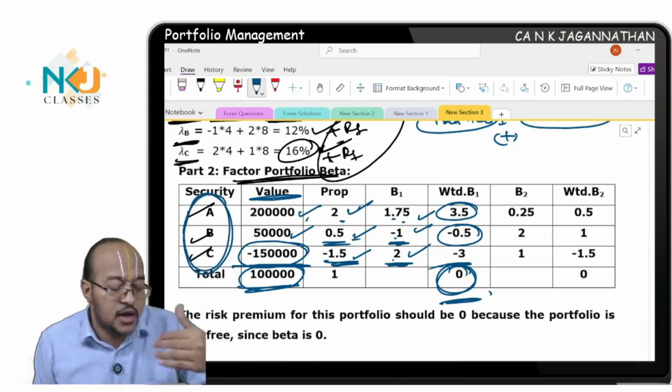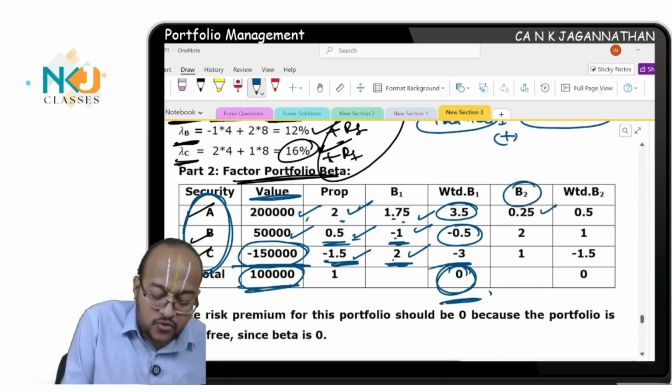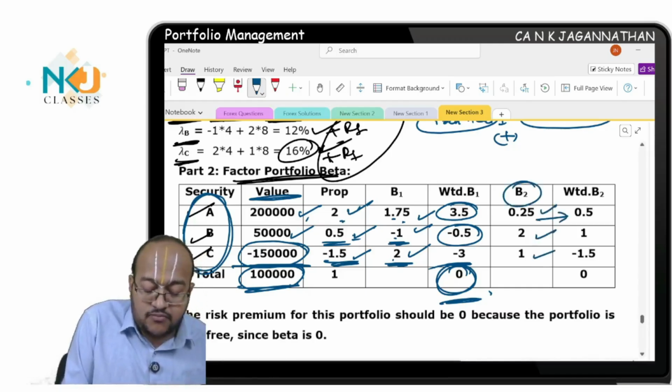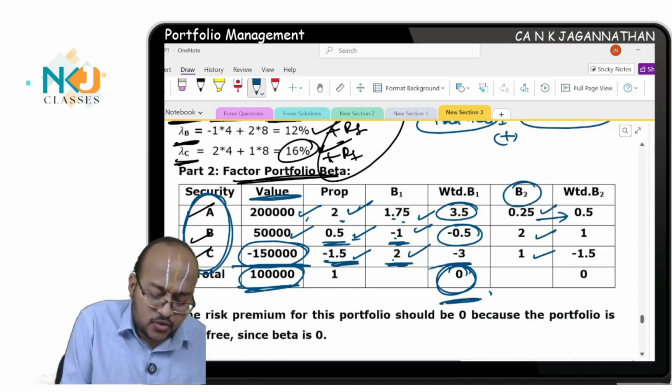Are you all understanding? Now comes beta 2: 0.25, 2 and 1. Okay. Weighted beta, which means weighted beta 2 is how much?